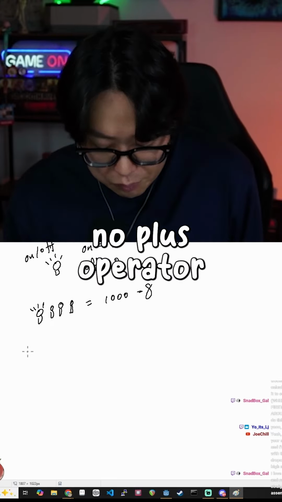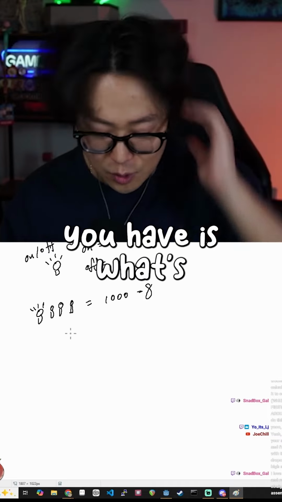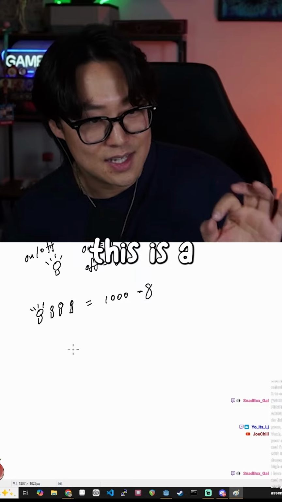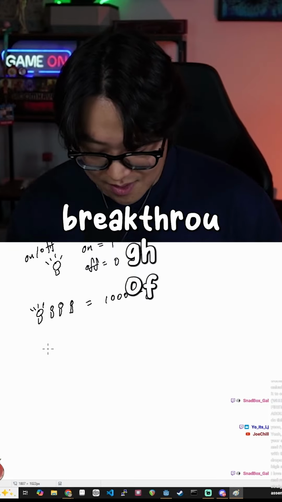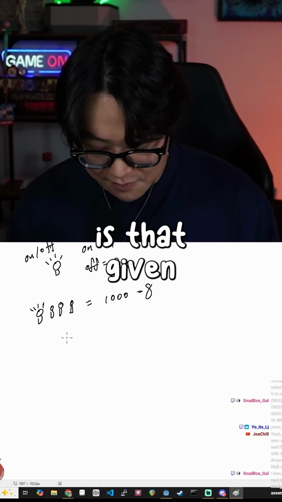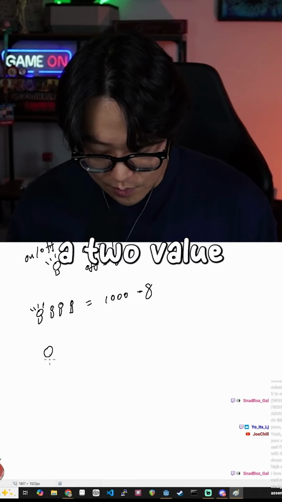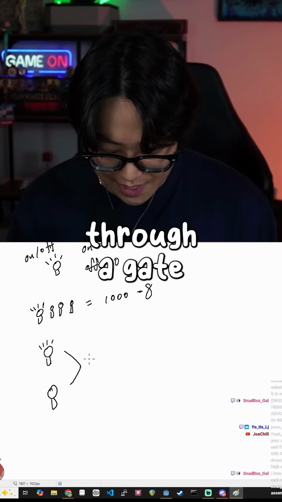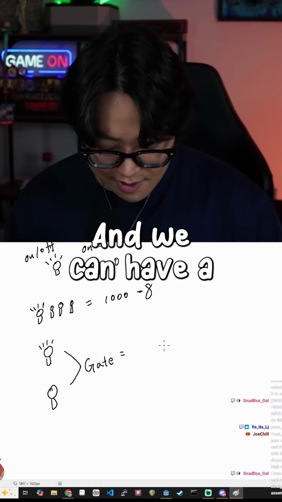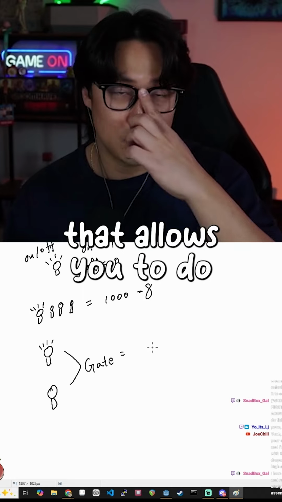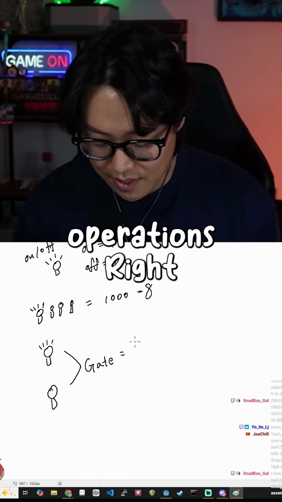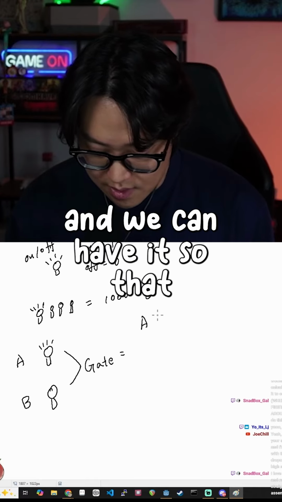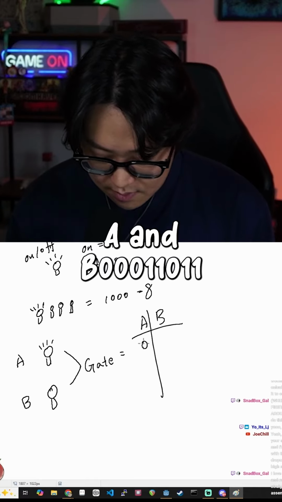But there's no plus operator. The only thing you have is what's called a gate, right? This is a breakthrough of transistors. What gates do is that, given two values, for example, let's say we have bulbs going through a gate, and we can have a type of gate that allows you to do different logical operations, right? So let's say this is A, this is B, and this is A and B.